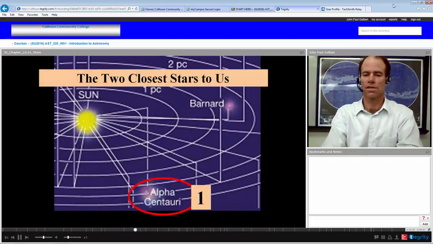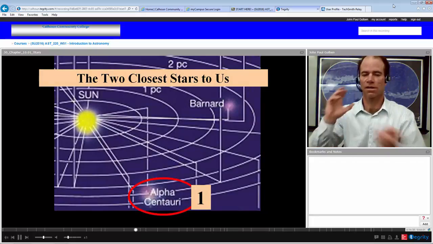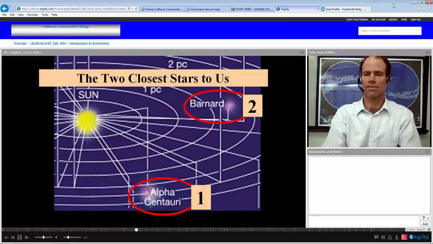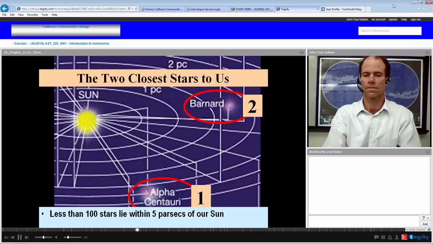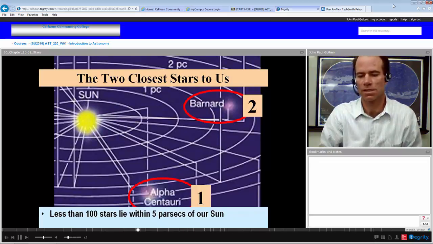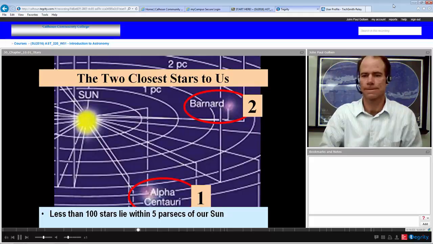The two closest stars to us are Proxima Centauri or Alpha Centauri, that double star, and after that, Barnard's star. But less than 100 stars lie within 5 parsecs of our sun. Barnard's star is about 8 light years away. Alpha Centauri is around 4.